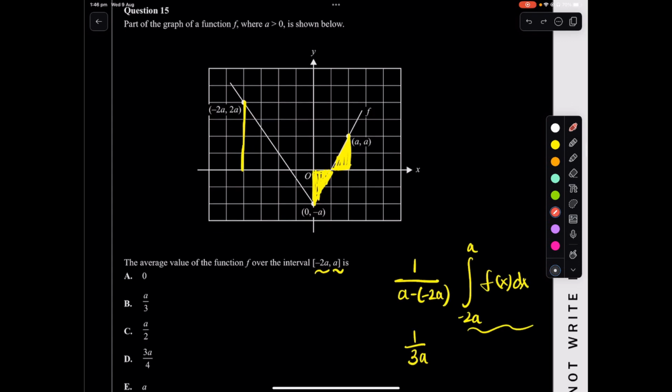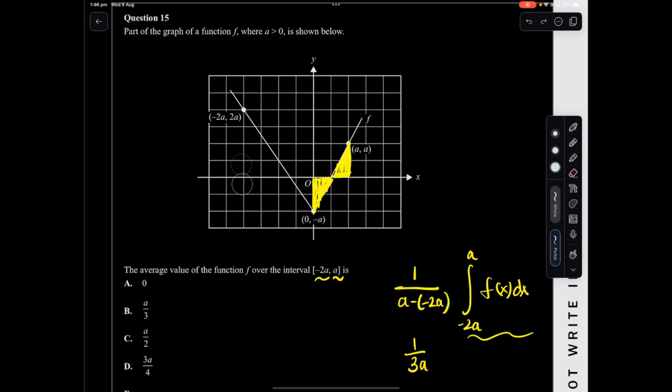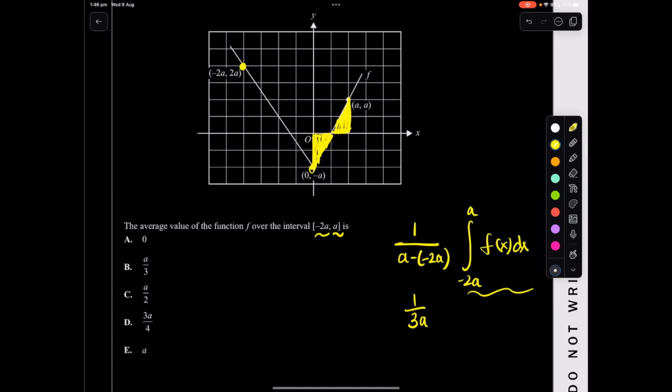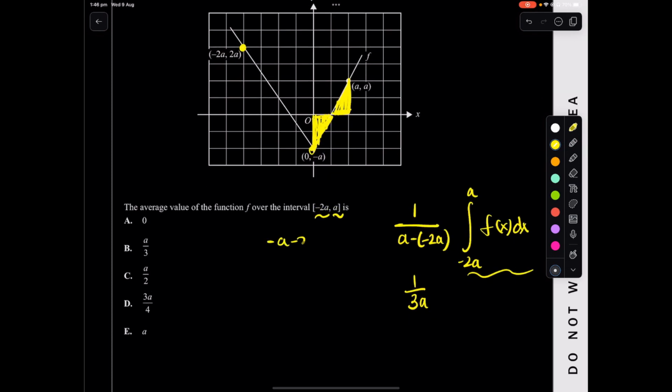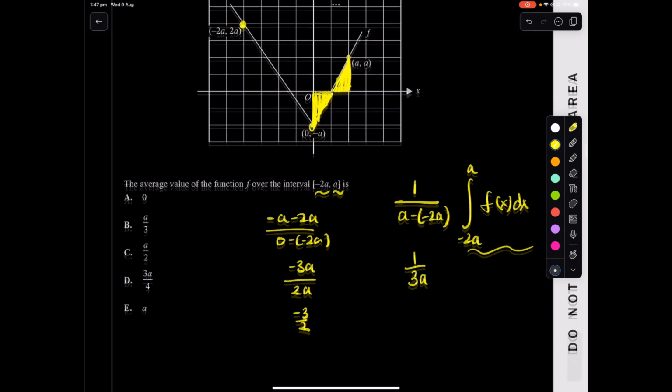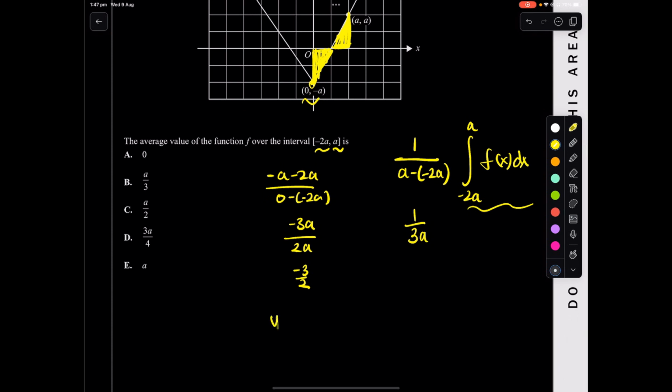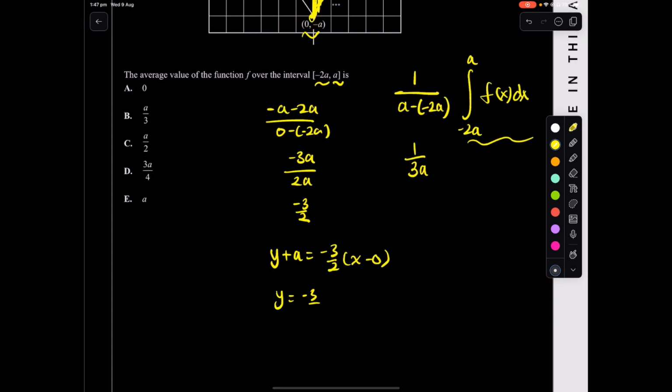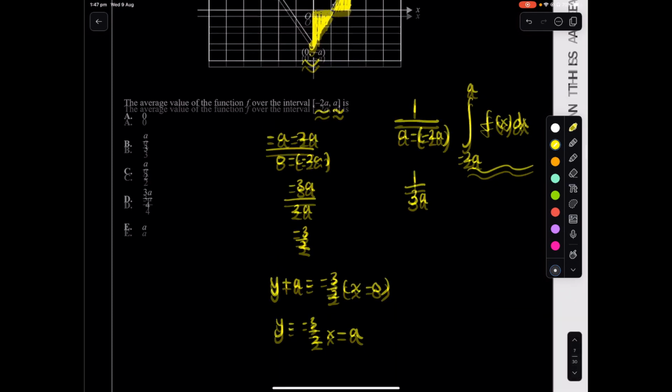Okay, let's try this. We know 2 points. Let's try to find the equation for it, actually. So we know the point here and the point here. Let's use those points to find a gradient. So negative a minus a, over 0 minus negative 2a. So that'll be negative 3a over 2a. So it'll be negative 3 over 2. That's your actual gradient. And we know a point, so let's use this point. So y minus a equals negative 3 over 2, x minus 0. So y equals negative 3 over 2 x plus a. Okay, so that's your equation.